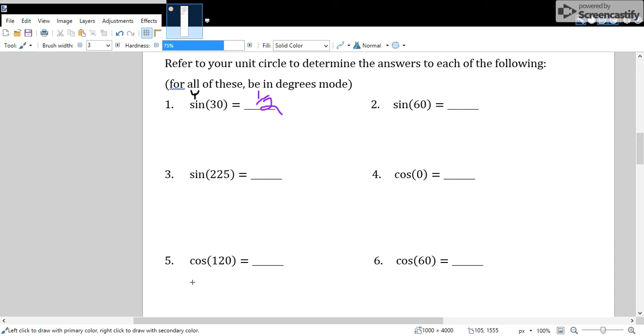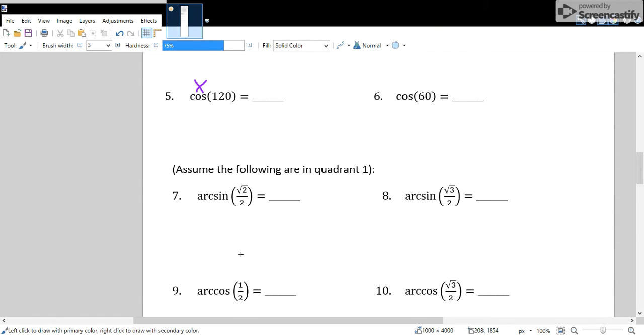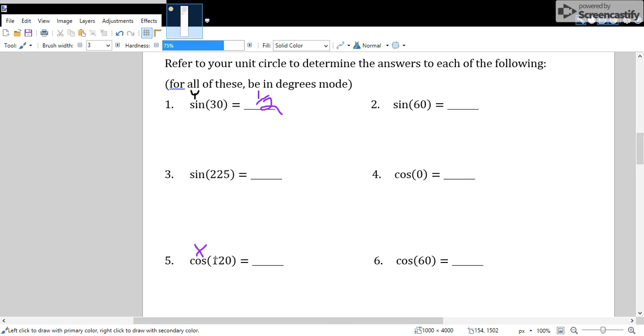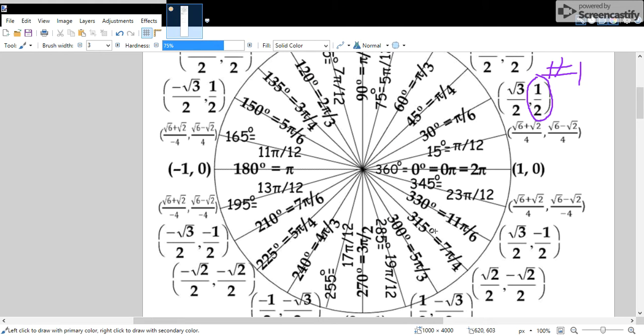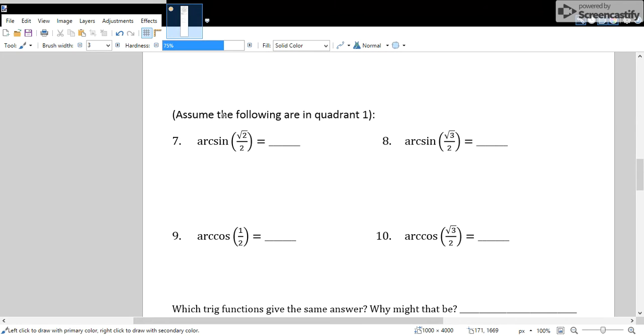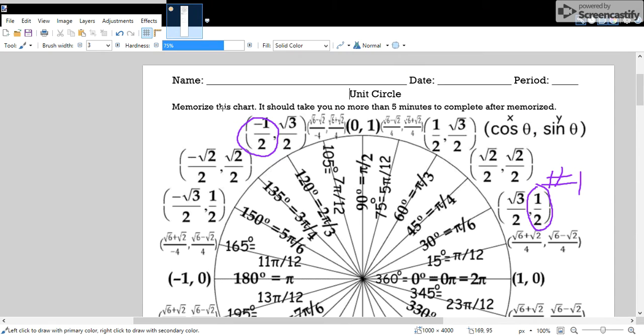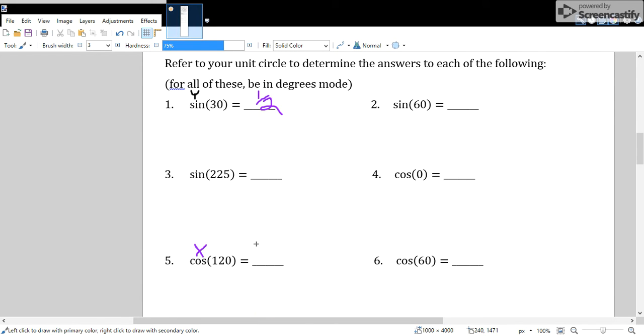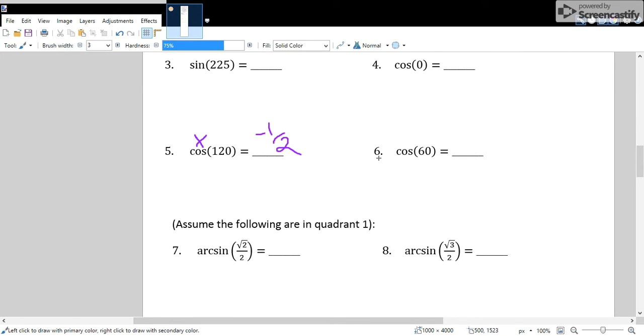Let's look at another one. Let's look at cosine of 120. Well, cosine is referring to x. And we're still doing it in degrees. 120, so we're going to go to our unit circle and go to 120. Our x value is negative 1/2. So that is for number 5. Our answer would be negative 1/2. So you would do that for all 6 of these.